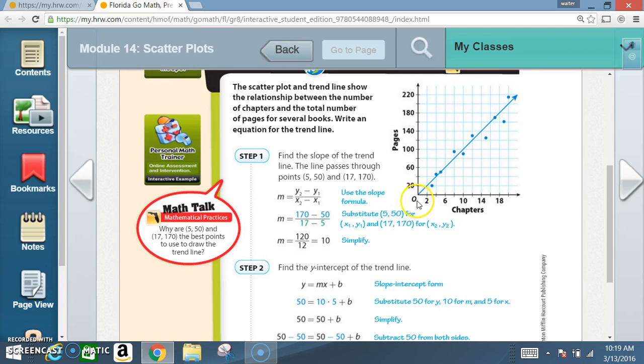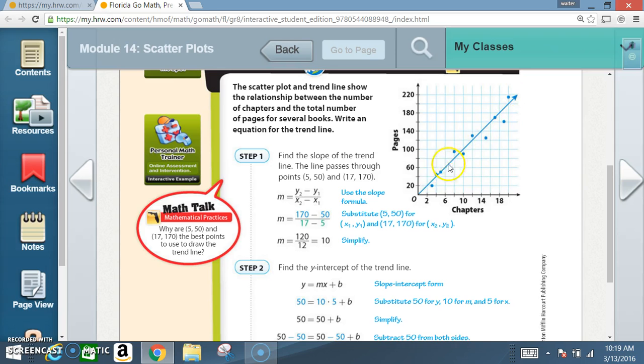All right, let's take a closer look at the graph. Notice that the chapters are on the x-axis and the pages are on the y-axis. So what that means is they plotted these particular points for x and y. They plotted each one of these points for x and y. Then they drew the trend line.